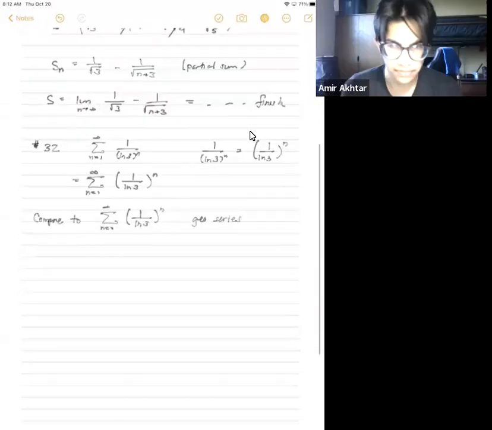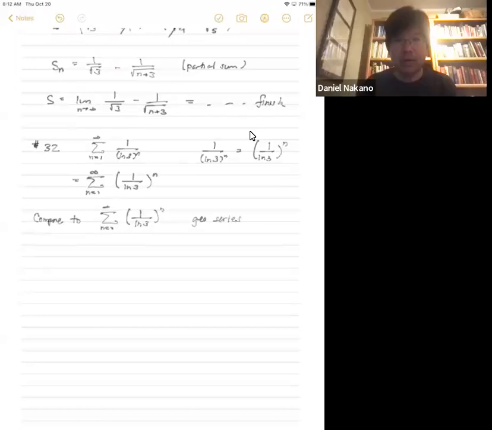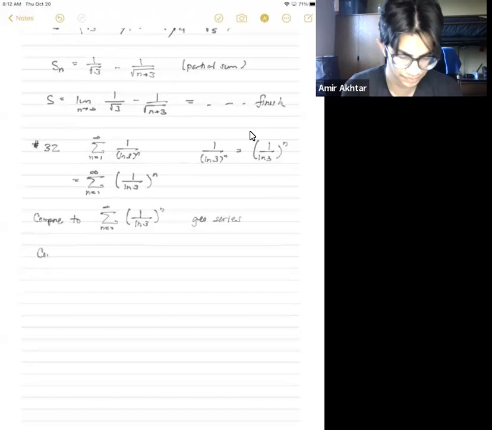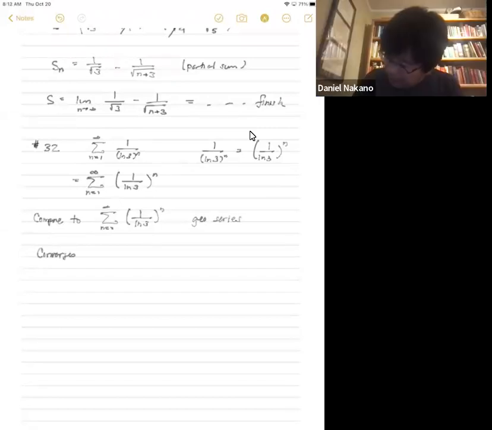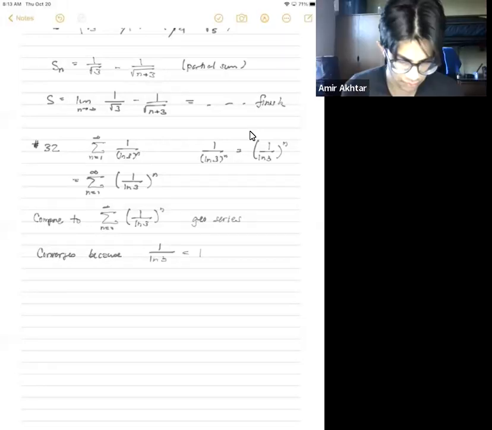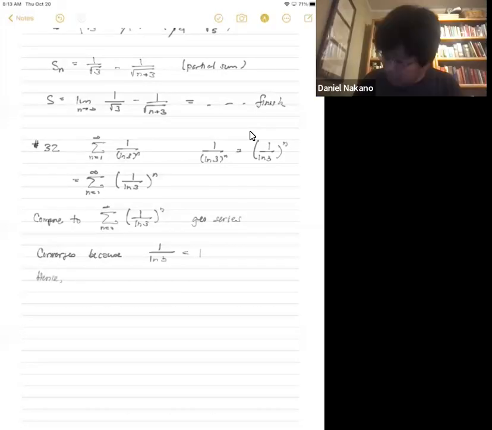So what can you say about this geometric series? That it converges because it's less than 1. Okay, so this converges because 1 over ln 3 is less than 1. Excellent. And so hence the other one converges, because you're just adding one more term onto it. So the sum from n equals 1 to infinity of 1 over natural log of 3 to the n converges.